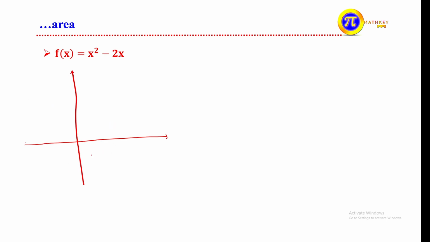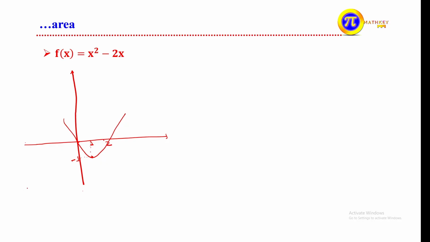When we sketch the graph, at 0, as we said, y is 0. At 2, y is 0. But when x is 1, y is negative 1. So let's say this is negative 1 and this is 1. After that, sketch the graph of this. The graph opens upward with a minimum value at negative 1. Here is what the graph looks like.